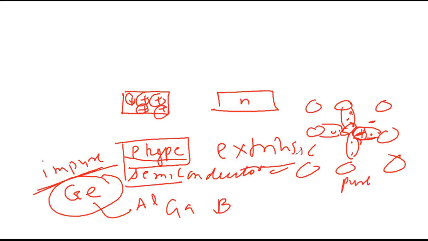But if I add something from outside, from the fifth group of the periodic table वाला impurity अगर डाल दिया, such as antimony, arsenic, phosphorus, they contain 5 electrons in the outermost orbit. So 4 will form valence bonds, 1 excess electron I will have for conductivity.